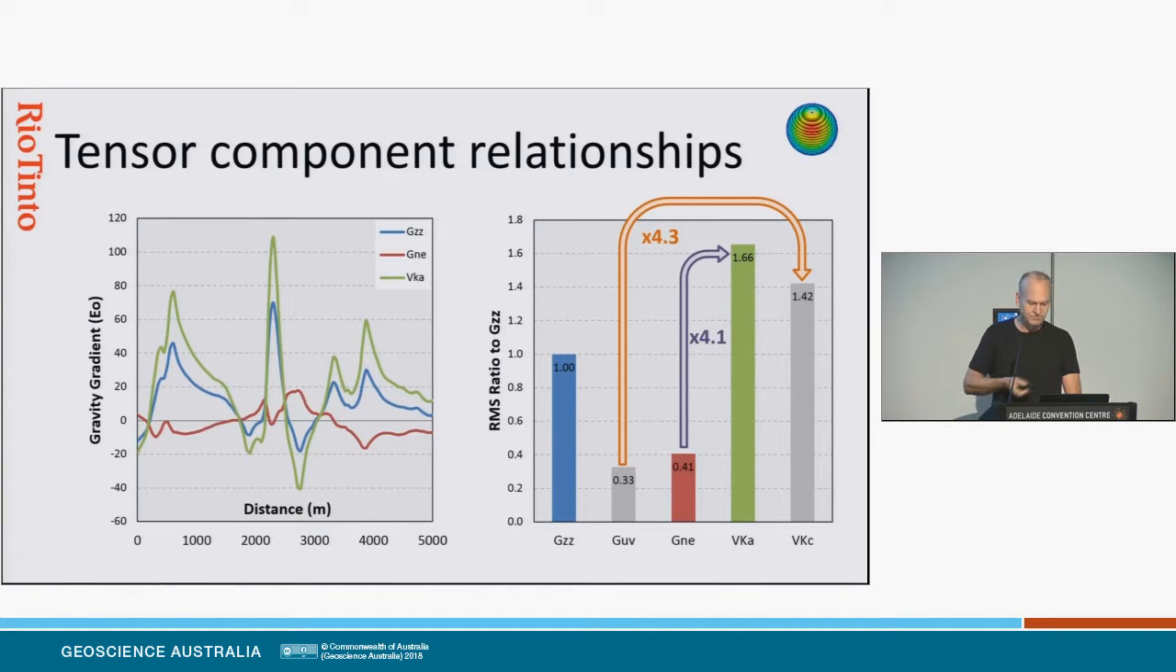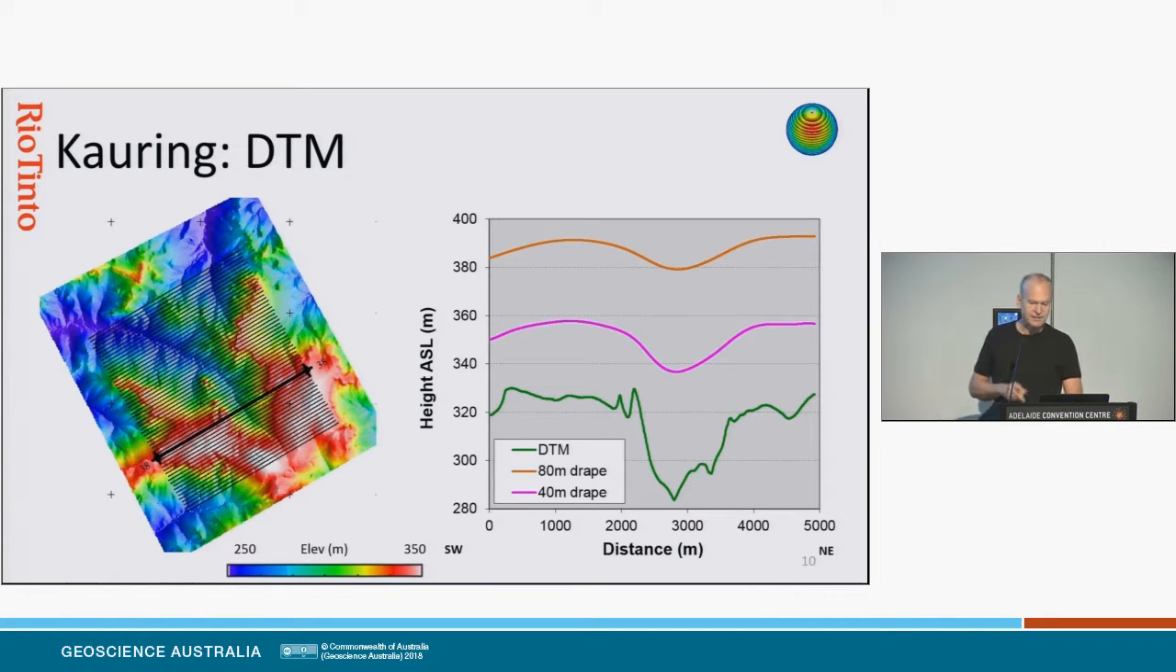That's to VKA rather than GZZ. So GZZ is the blue one rather than the VKA, the green one. And there's also a VKC component, which is the cross-line component. But I think the VK1 system's going to fly pretty much in VKA configuration. So that's the long line component.